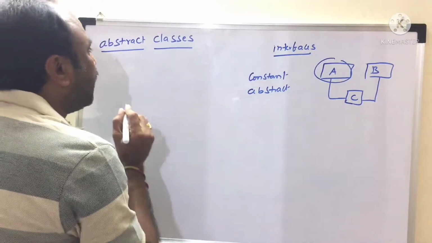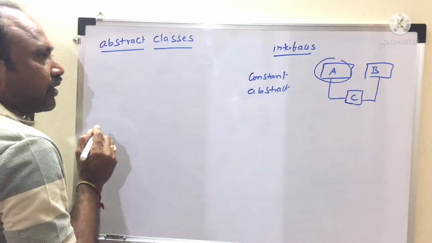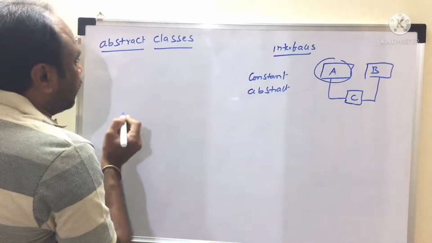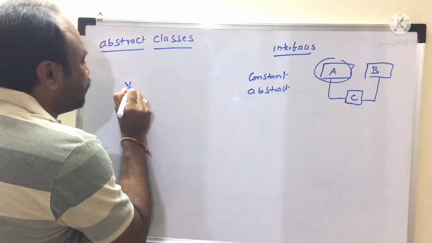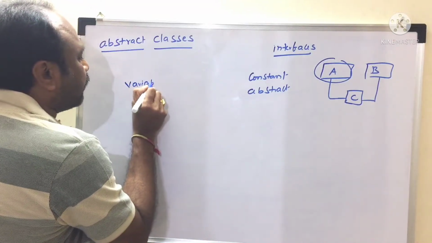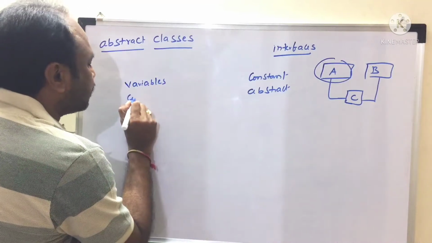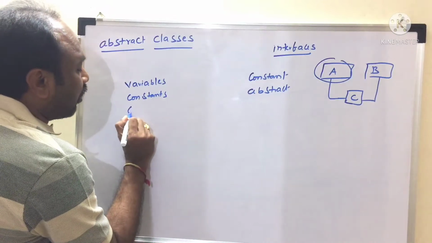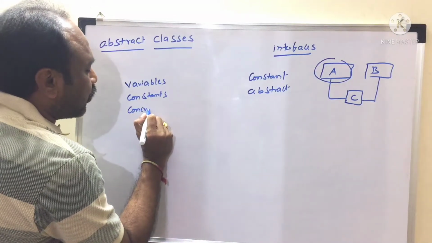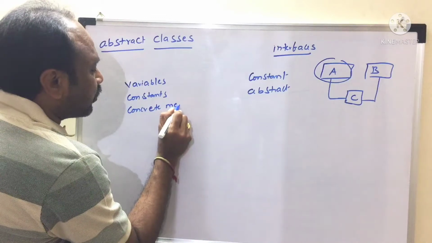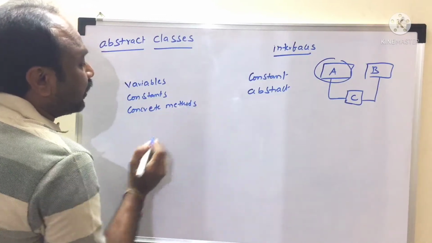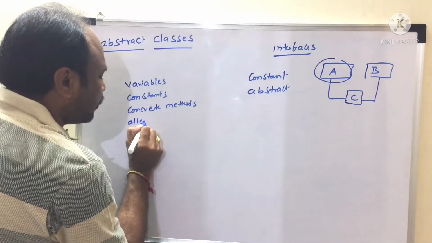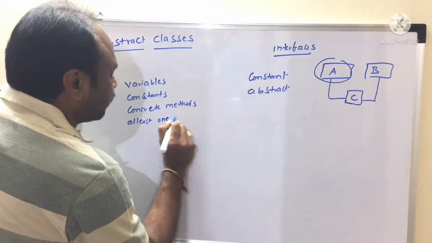Okay. Coming to abstract class, an abstract class is similar to a class. But it may have variables, it may have constants, it may have concrete methods, but there should be at least one abstract method.